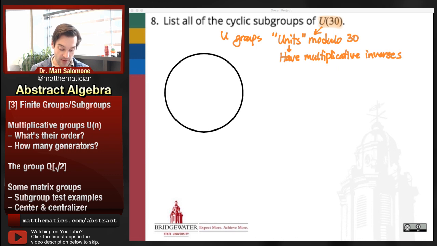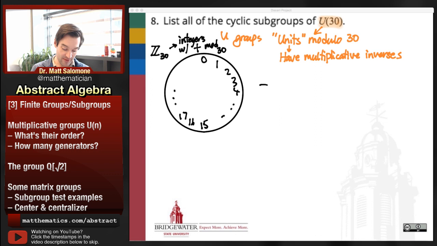So the U groups are the spiritual successors to the Z groups, right? If we're talking about the Z groups, like Z30, this would be the group of equivalence classes of integers modulo 30, with the operation of addition, mod 30. And so for the Z groups, we would think of the integers being arranged around the face of a clock, 0, 1, 2, 3, 4, and so on, 15, 16, 17, up to 29.